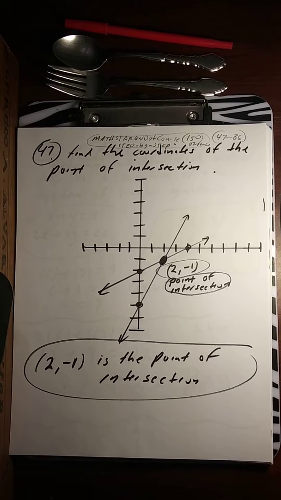Alright, let's do math star and of course 150, 47 through 86, step by step, 070620.